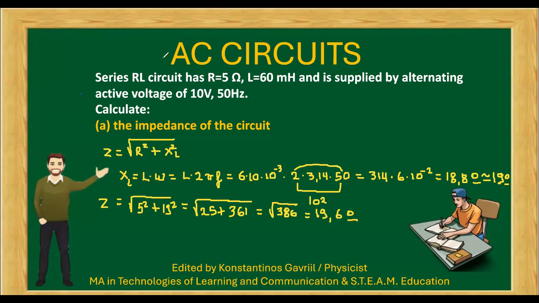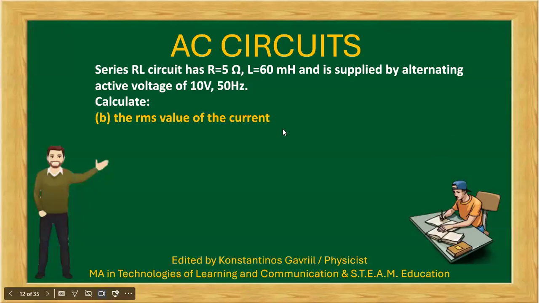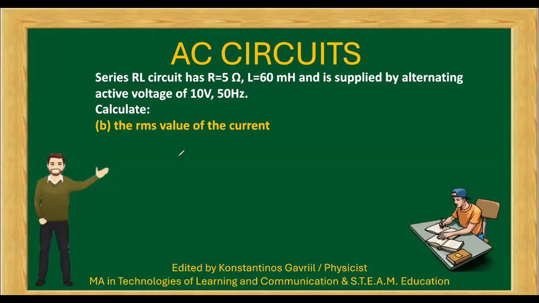Let's continue with the other question. The RMS value of the current. Now, what is the RMS value of the voltage and the current? The RMS values are used in order to represent, let's say, the equivalent of the AC current with a DC value.